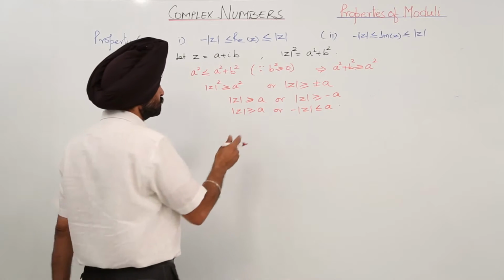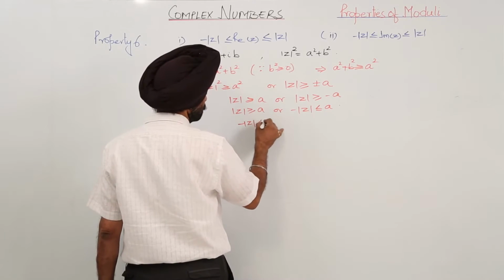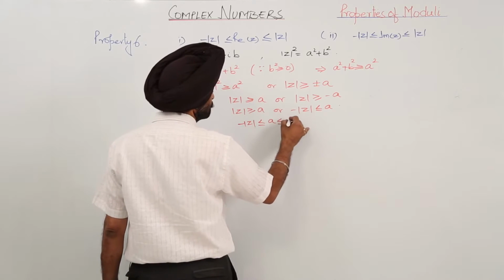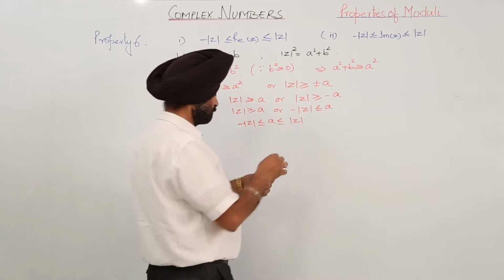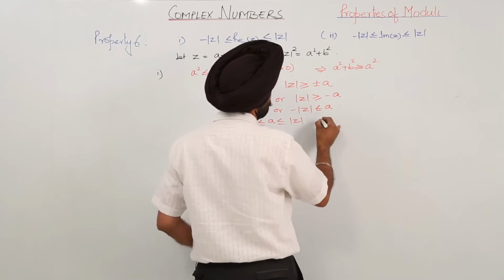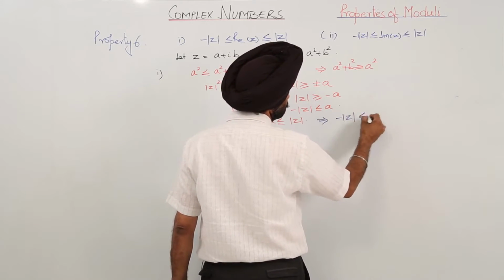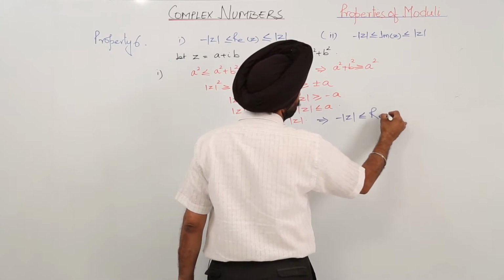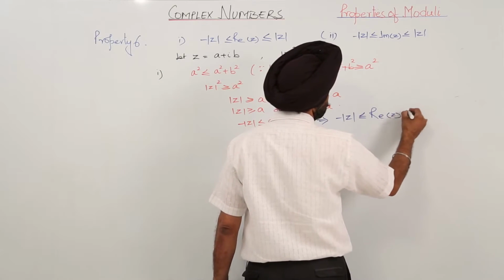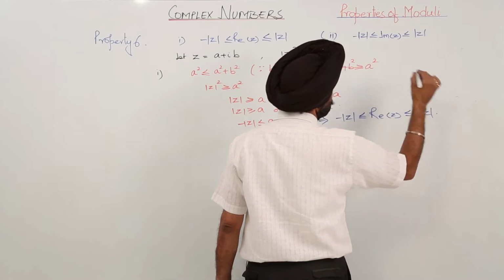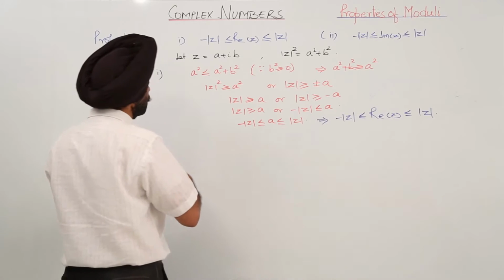Is it clear? So from these two we are getting negative of the modulus is less than or equal to a, which is less than or equal to the positive modulus of the complex number. Now this can be written as negative of the modulus of the complex number is less than or equal to the real part. a is the real part of the complex number, real part of z, and is less than or equal to the positive modulus of z. Now similarly we can move to the second part.